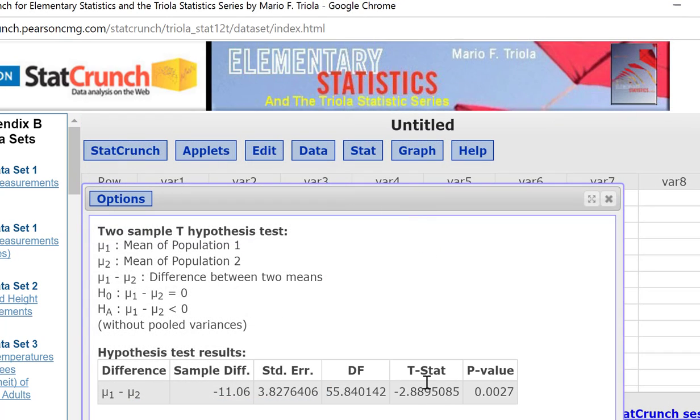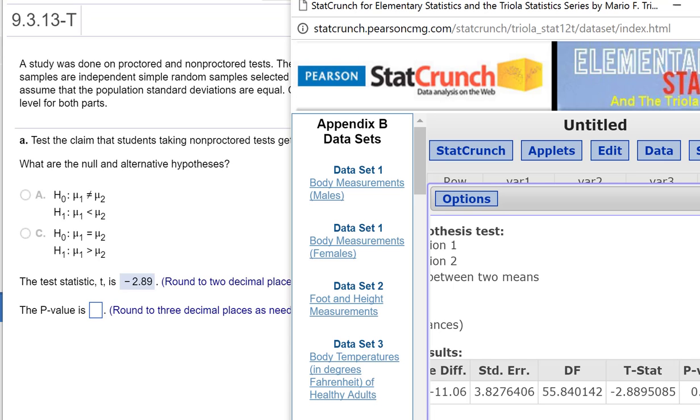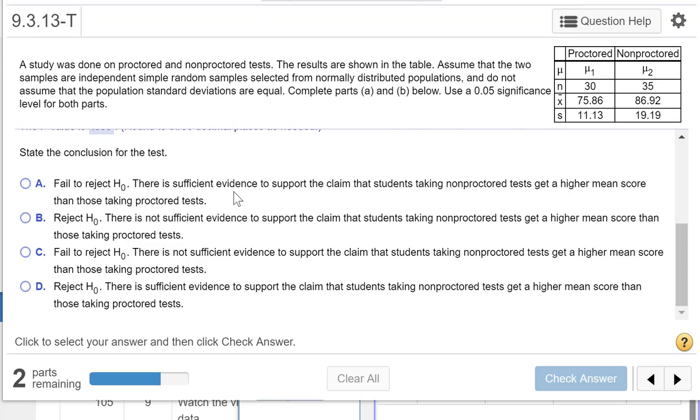Okay, so there is our t-stat, negative 2.89, and there's our p-value, which I'm sure it'll ask for in a moment. Now the p-value, and just pay attention to rounding, rounding to 3 places is needed. So let's look over here. We have 0.0027, so 0.003.